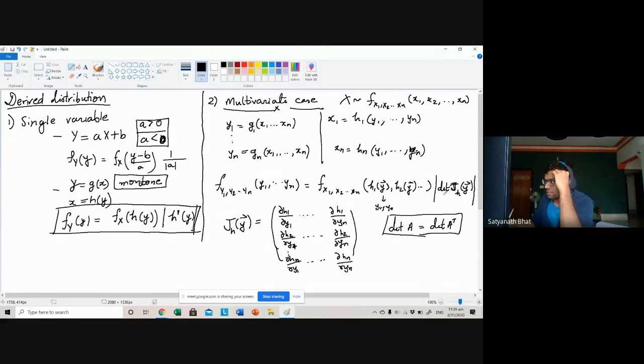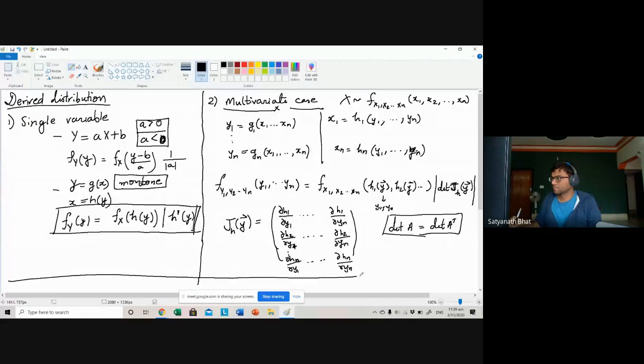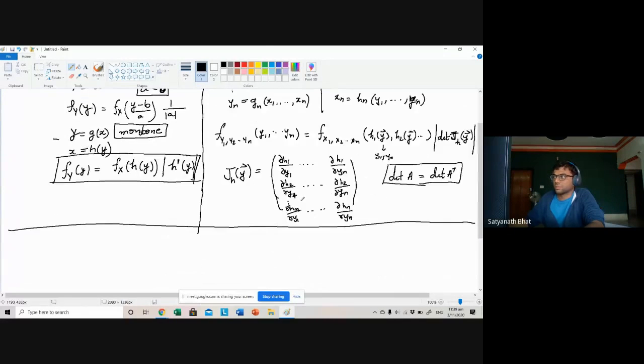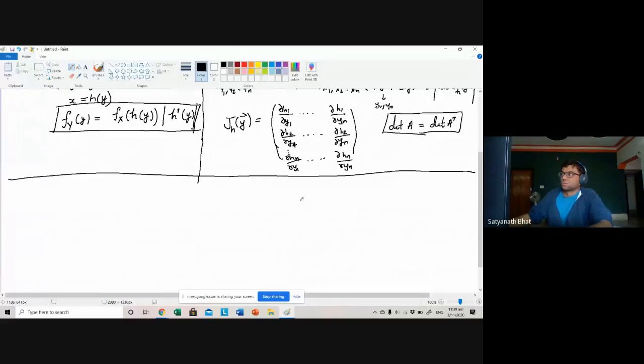Remember, it is not just the determinant. There is also the absolute value. That is very similar to how it appears in the single variable case. Any questions so far? Okay, so we will look at two examples, and then hopefully we can wrap up this topic of derived distributions. So let's look first at the linear example.